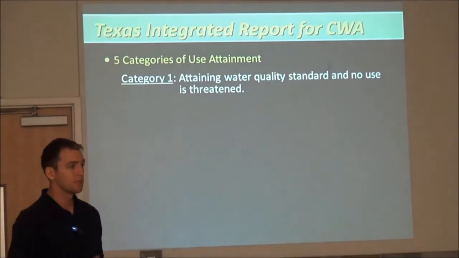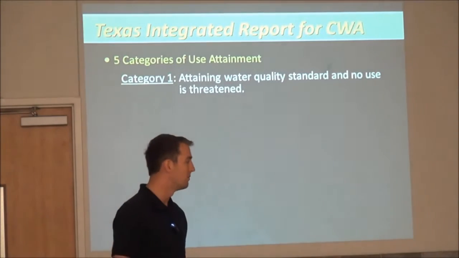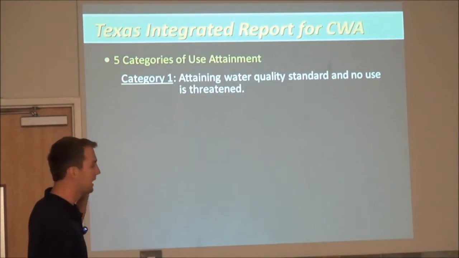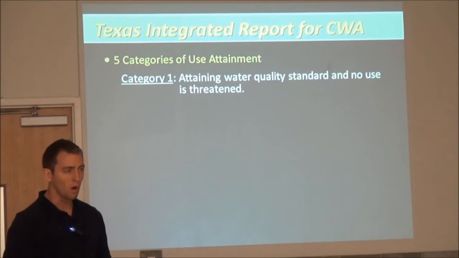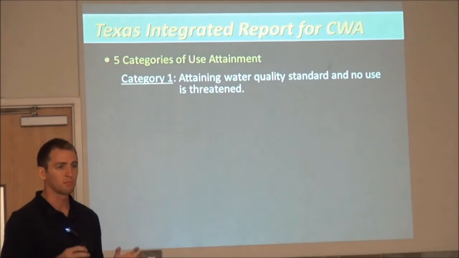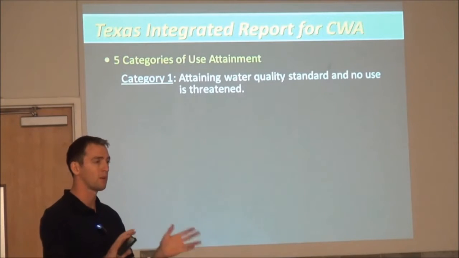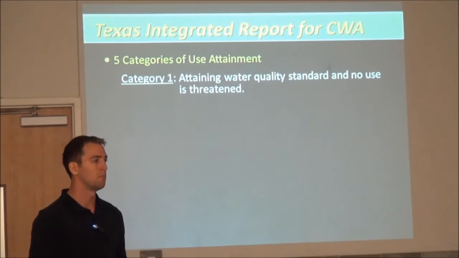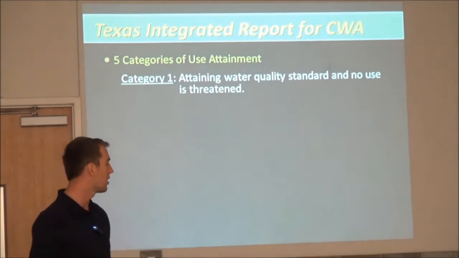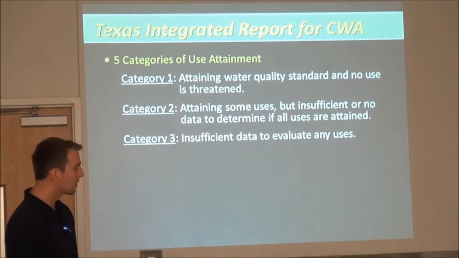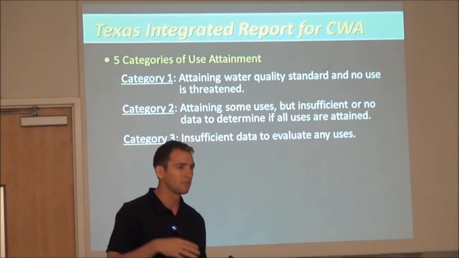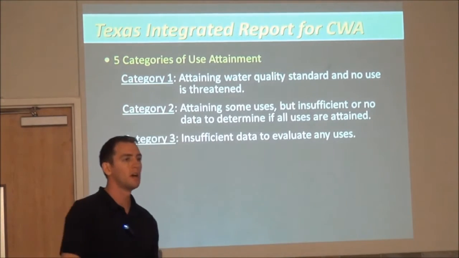So those 5 categories of attainment within that report, as I mentioned, category 1, meaning you're A-OK, no water quality impairments, you're meeting all the standards for all the uses for that water body. Great job, pat on the back, check mark, gold star. Category 2 and 3 deal with the level of data that we have available.